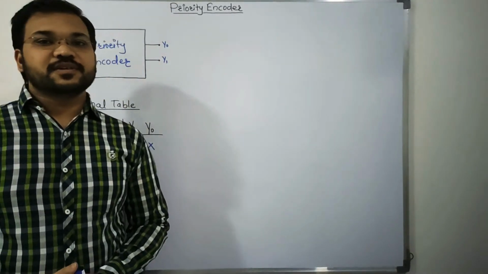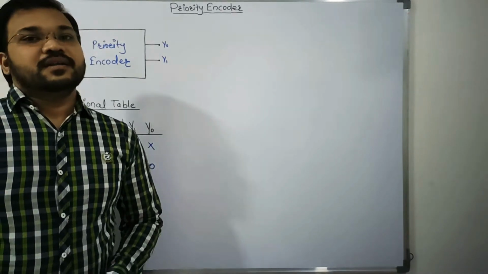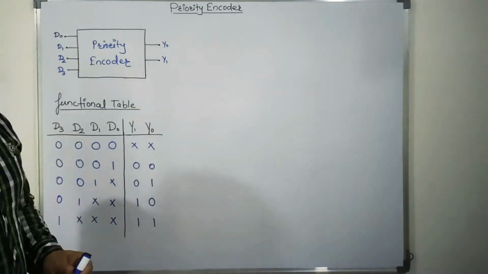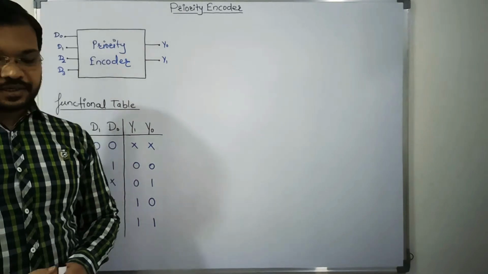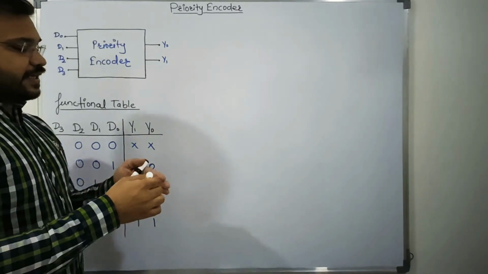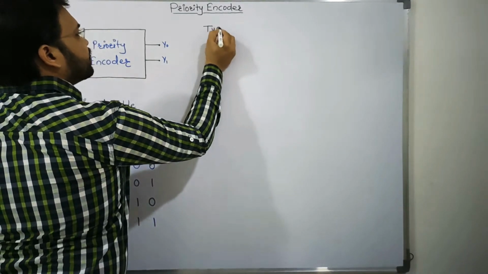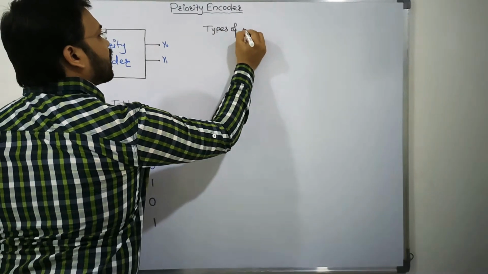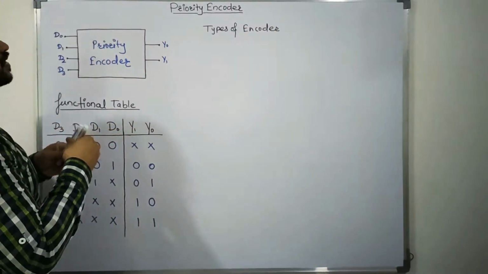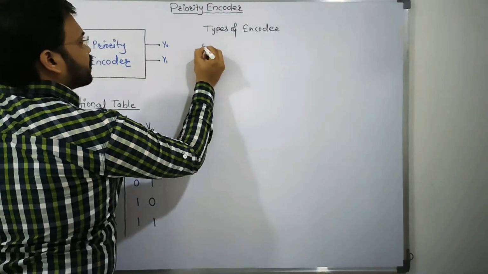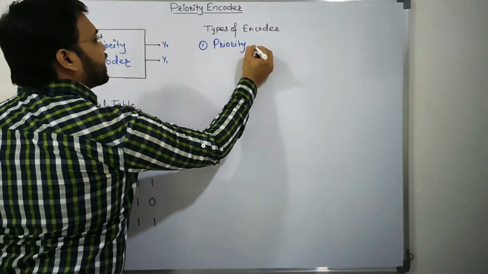In this class, we will discuss the priority encoder, which is one of the types of encoder. An encoder is a type of combinational circuit, one of the applications of combinational circuits. The different types of encoder: the very first is the priority encoder, and in this class we will discuss this priority encoder.